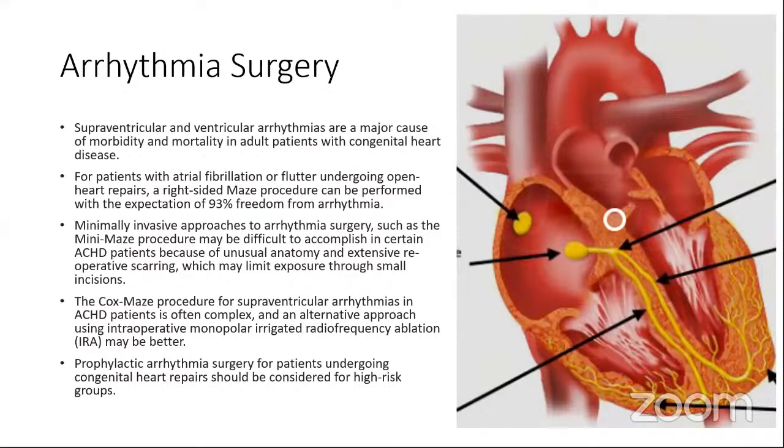The Cox-Maze procedure for supraventricular arrhythmias in adult congenital heart disease patients is often complex, and an alternative approach is using intraoperative monopolar irrigated radiofrequency ablation. That may be better. Prophylactic arrhythmia surgery for patients undergoing congenital heart repairs should be considered for high-risk groups.